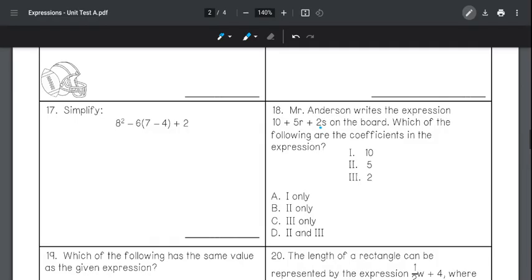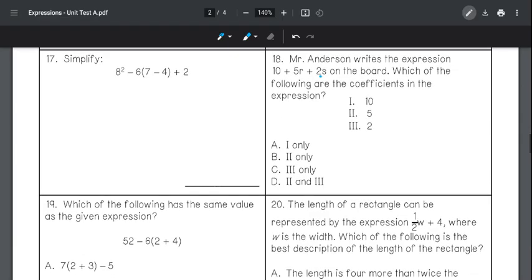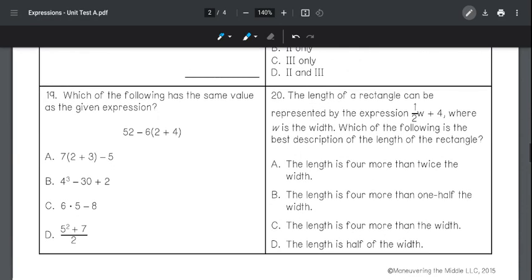Number 18, Mr. Anderson writes the expression 10 plus 5r plus 2s on the board. Which of the following are the coefficients in the expression? Number 19, which of the following has the same value as the given expression?